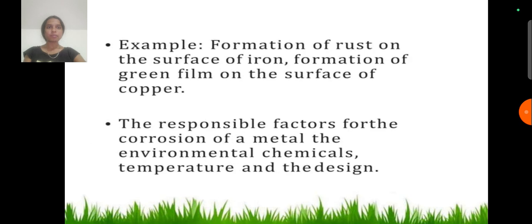And next, examples of corrosion: formation of rust on the surface of iron, formation of green film on the surface of copper. The responsible factors for the corrosion of metal are the environmental chemicals, temperature, and the design.